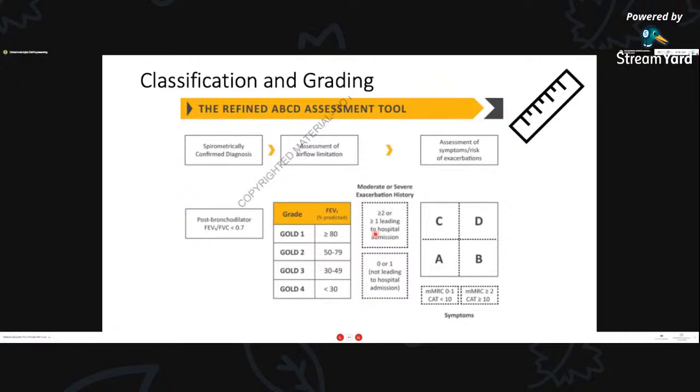So based on this y-axis as well as this x-axis, we can put the patients into A, B, C, and D. So this is important. I will show later on because it will guide our initiation of medications for stable COPD.